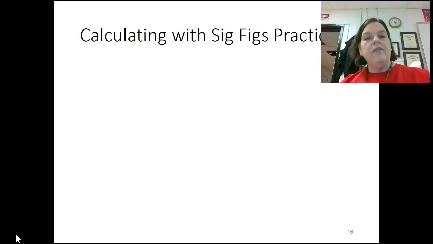So, calculating with sig figs practice. We just talked about calculations at the end of the last video and what we do. We know when we add or subtract, we have to think about significant place, and we have to go with the least significant place that all of them have significance in. When we multiply and divide, we're talking about number of significant figures. The one with the least number of significant figures is what we use.